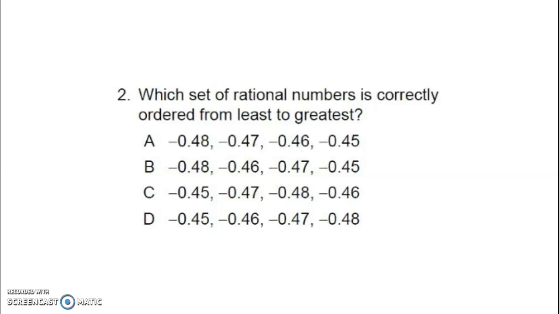Number 2. Which set of rational numbers is correctly ordered from least to greatest? A. Negative 48 hundredths, negative 47 hundredths, negative 46 hundredths, negative 45 hundredths. B. Negative 48 hundredths, negative 46 hundredths, negative 47 hundredths, negative 45 hundredths.